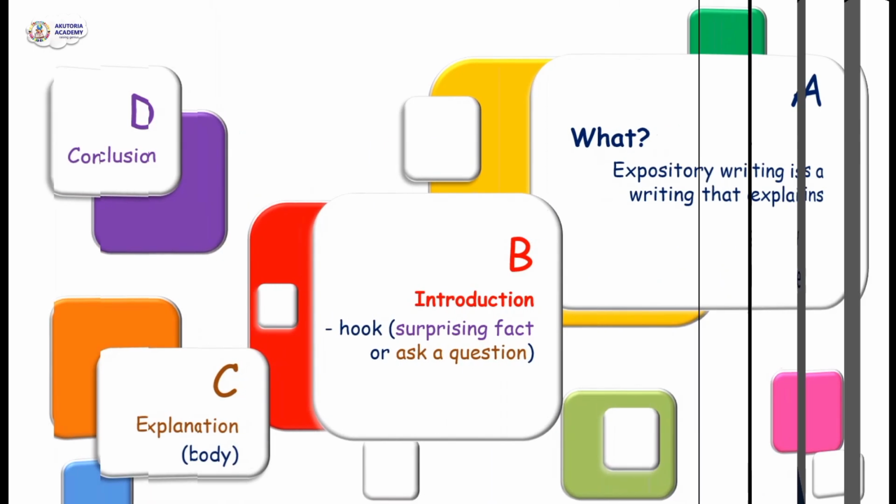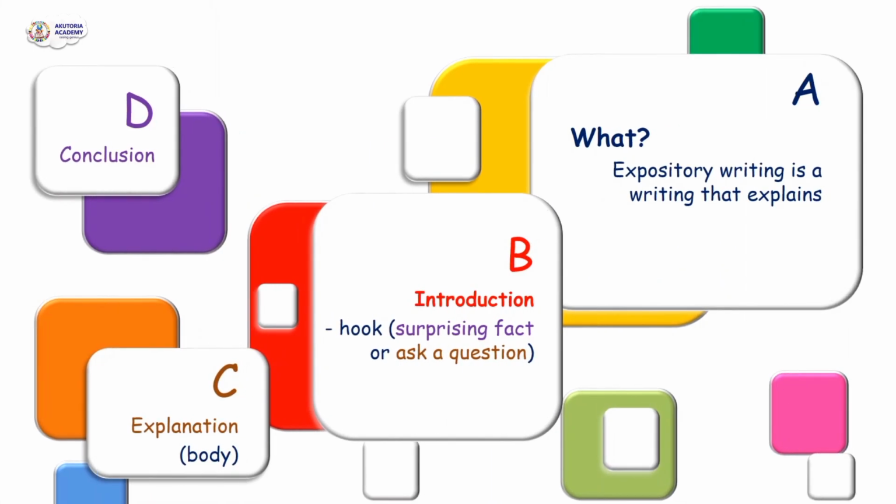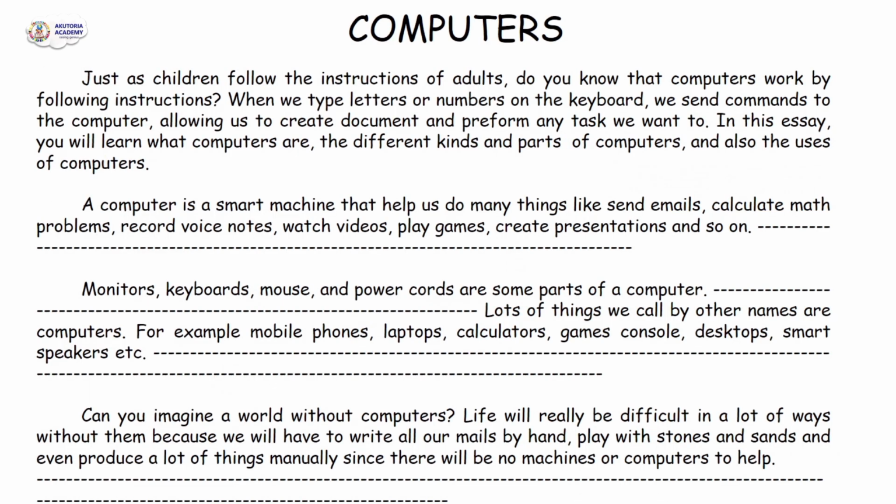So to recap on what we have learned today, I explained what expository writing is and the different parts of an expository writing. I talked about the introduction, how you're to hook your reader's attention, and the body, how you're to explain your topic in details, and the concluding part, where you're to tell us your final thought about the topic. That being said, let us try out this activity.